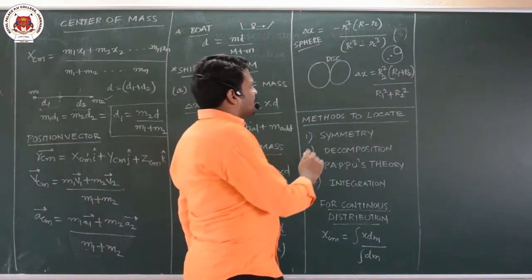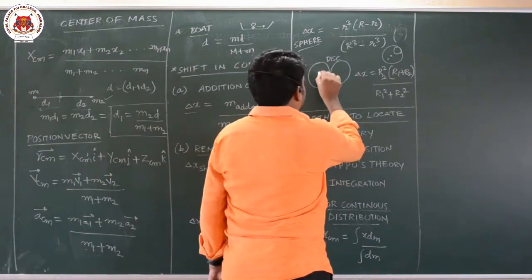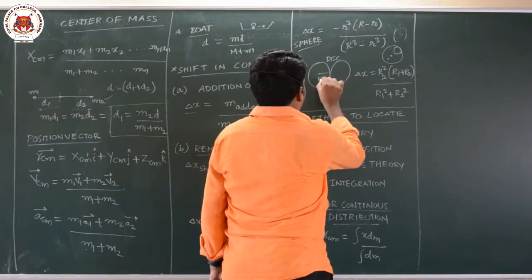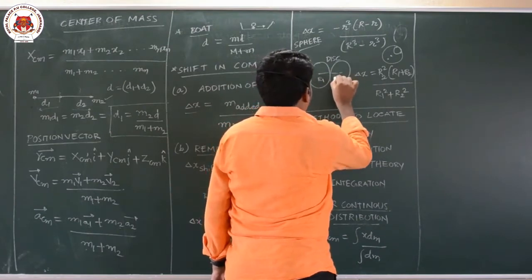Then, next, one more thing: there are two discs of radius r1 and radius r2.